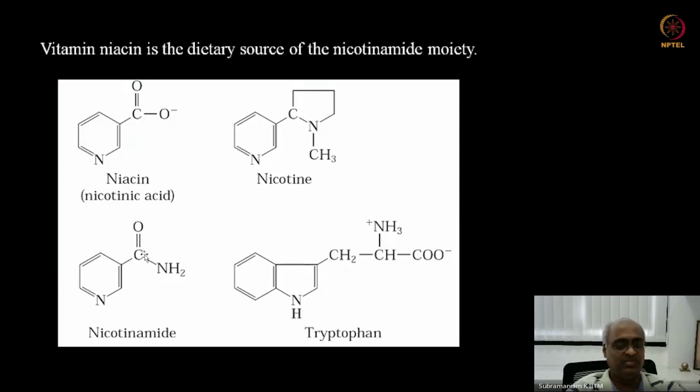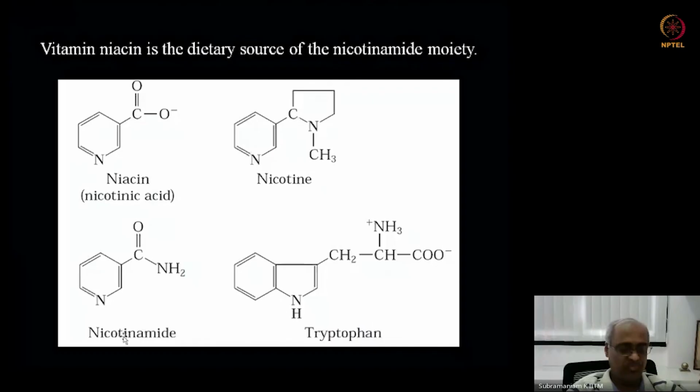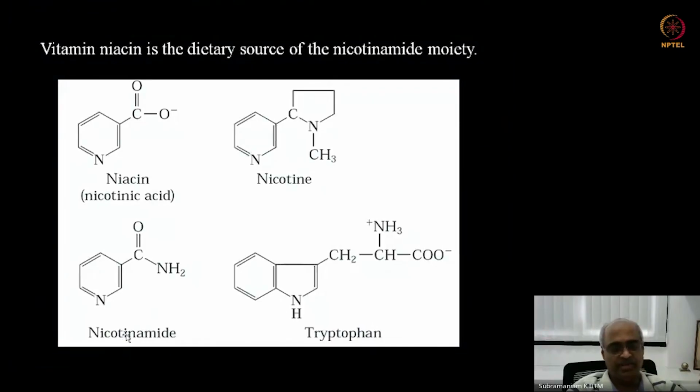Both of these can be readily converted to the nicotinamide of our NAD or NADP. Originally it was isolated from nicotine, and that is why this name comes. Nicotinamide or nicotinic acid or niacin. This is the water soluble vitamin niacin. So far you have seen lipid soluble vitamins A, D, E, K. This is our first water soluble vitamin we are seeing. You have heard about vitamins earlier. This is one of the B complex vitamins.